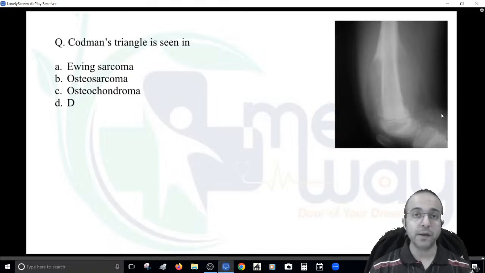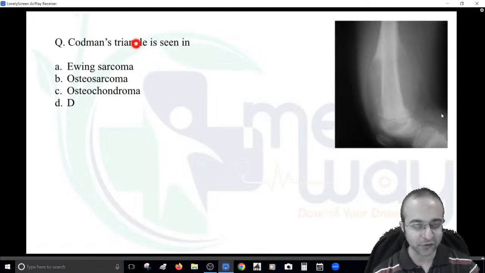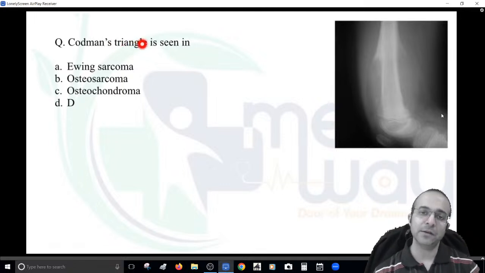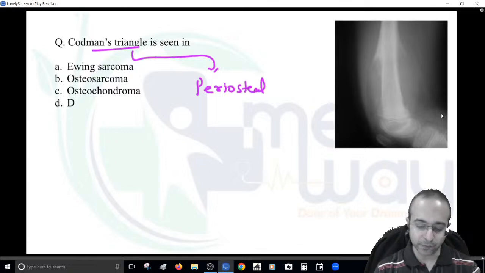Now oncology area is another area that gives you at least a couple of questions almost every time in your exam, and I stress a lot upon these bone tumors. The first question that came from the area of the oncology was simply the Codman's triangle, and you were simply asked that Codman's triangle is seen in which scenario. So I'll tell you, Codman's triangle, if I have to put it in just one word, it is nothing else, it is simply a periosteal reaction.